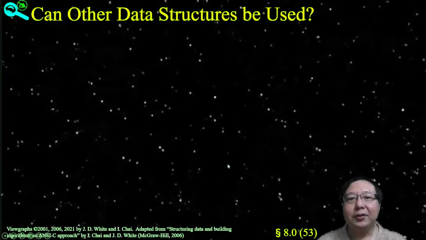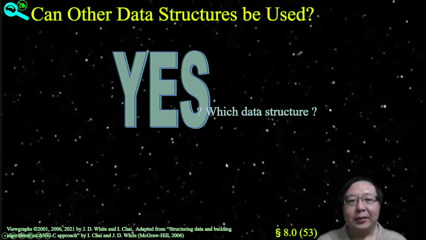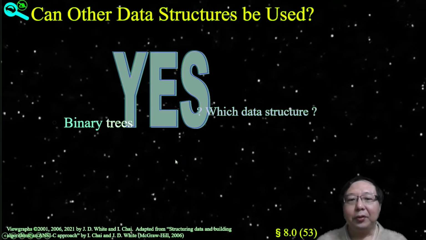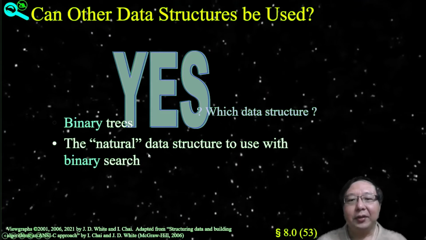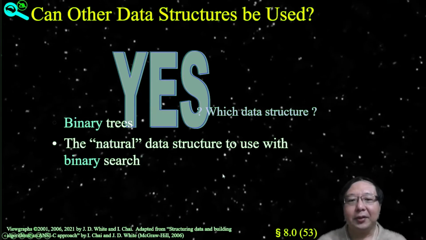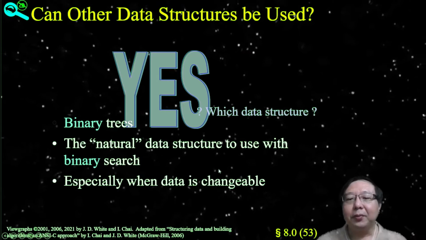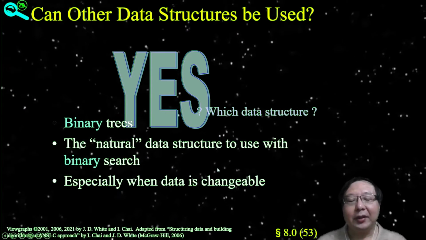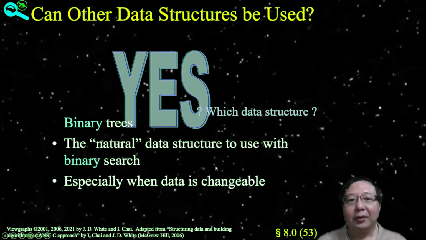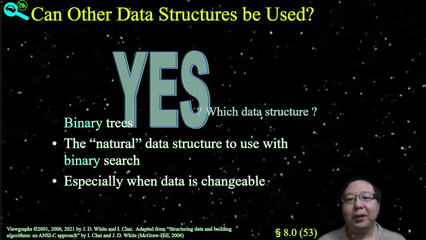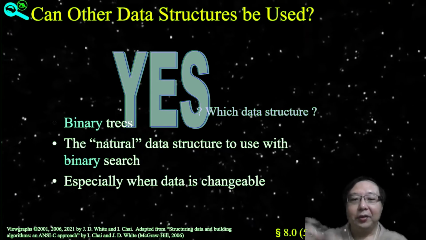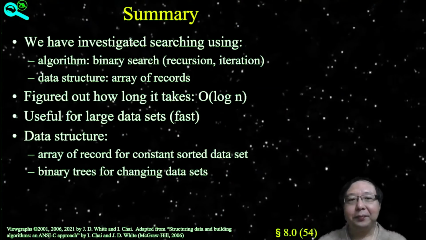Can we use other data structures? Well, yes. We could use binary trees. And this is in fact a natural data structure to use for binary search. It's especially good when the data can change, because in an array method, you have to keep reordering the data, looking for where to put it in.